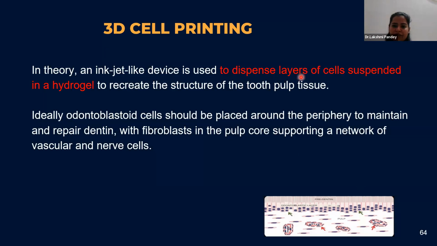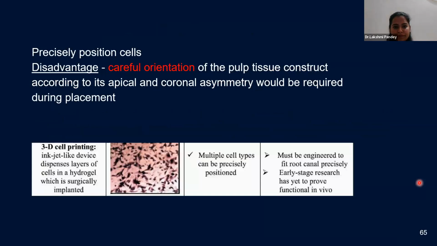Inkjet-like devices are used to dispense layers of cells suspended in a hydrogel to recreate the structure of tooth pulp tissue. Ideally, odontoblastoid cells should be placed around the periphery to maintain and repair dentine, with fibroblasts in the pulp core supporting a network of vascular and nerve tissue. So what exactly happens in 3D printing? They try to regrow everything: your fibrous tissue, vascular tissue, bony tissue and nerve cells. Cells must be precisely positioned, and careful orientation should be done. If the orientation is not proper, asymmetry will be there. The nerve tissue will grow somewhere else, the vascular tissue will grow somewhere else.